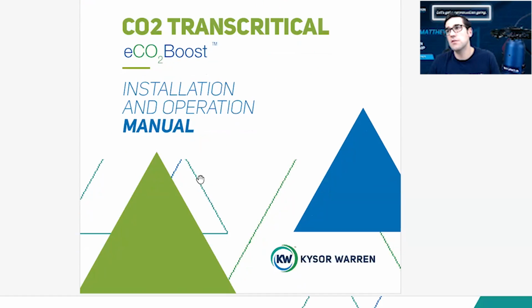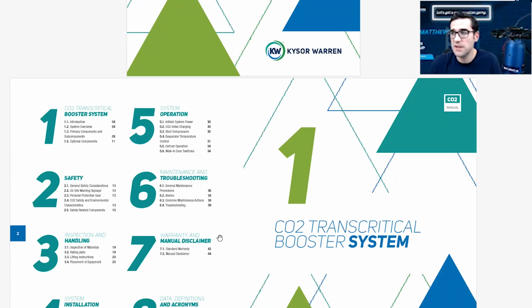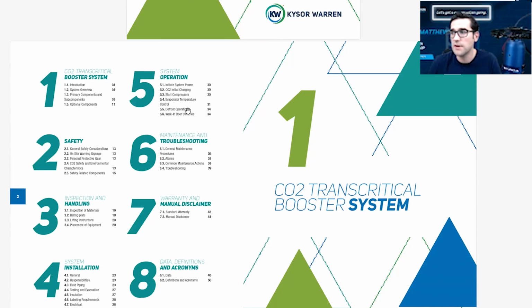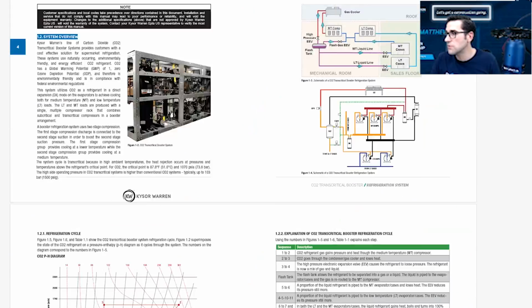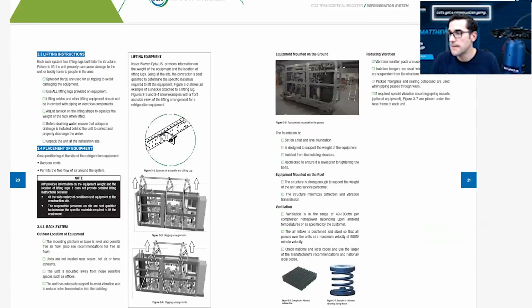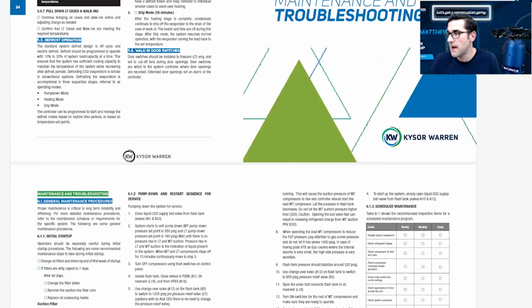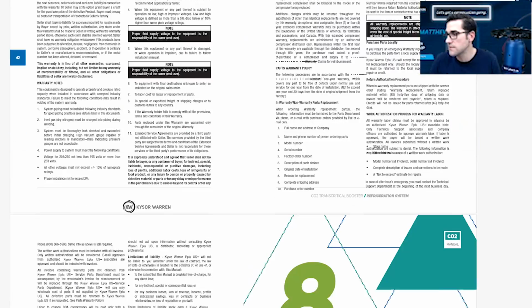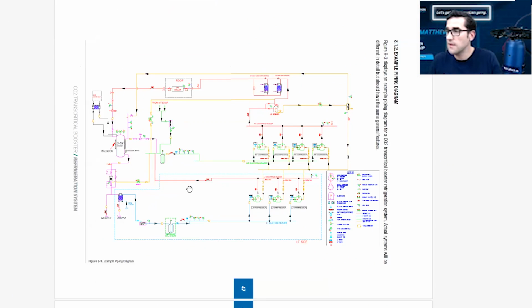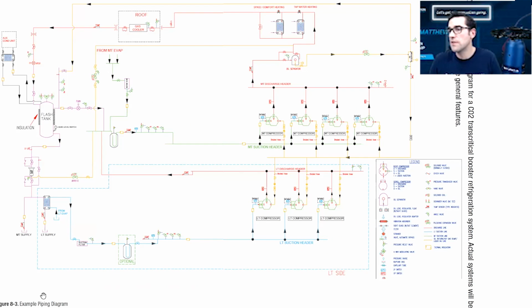Last, I want to dive into the Kaiser Warren one. So you'll see the same thing. They break it out with the introduction to get into safety handling. But what I want to do is go down to where they have their P&ID that they put in here. So this is just a schematic. My good friend Ignacio sent me this P&ID, and this is an example of one of theirs.